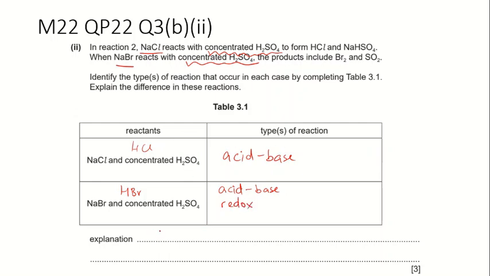Now, explanation. How do we explain the difference in this reaction? Why only acid-base for the first reaction, but acid-base and redox for the second reaction? It's because concentrated sulfuric acid is strong enough to oxidize HBr, but not strong enough to oxidize HCl.